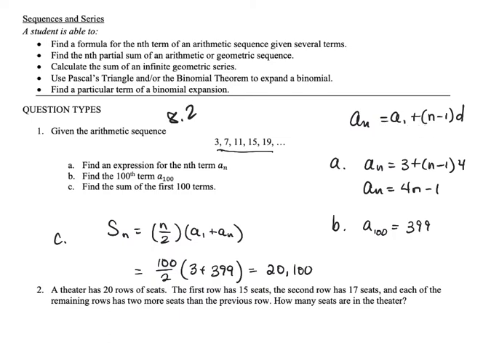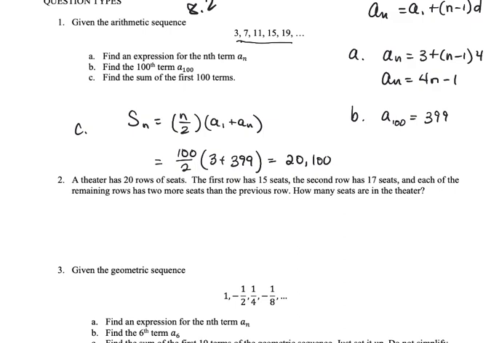Question 2, a theater has 21 first 15. So this is going to be 15 plus 17 plus, and each of the remaining rows has 2 more seats than the previous, so that'd be plus 19 plus 21 plus, and there's 20 rows.